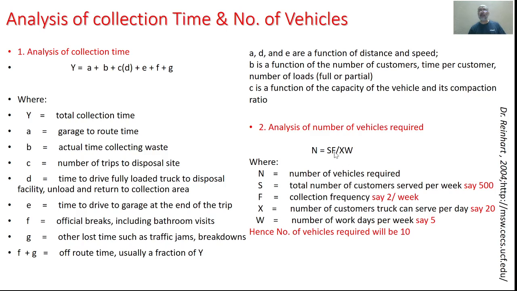So for example, if this particular S is 500, F is 2, X is 20, and W is say 5, the number of vehicles required will be 10.